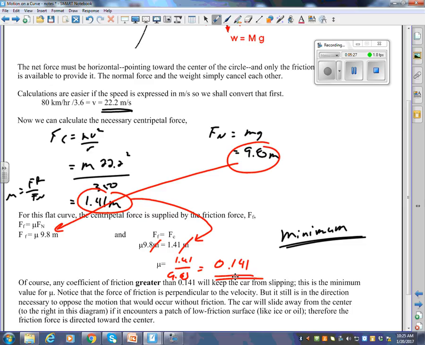Is it a good thing that the mass doesn't matter? Rubber on ice might be, right? It is a good thing because the mass of the car, we sure don't want to, like if you're driving a bigger car, you want it to be able to make the curve the same as the little car, right? Okay, so interestingly enough, the mass of the car doesn't matter.